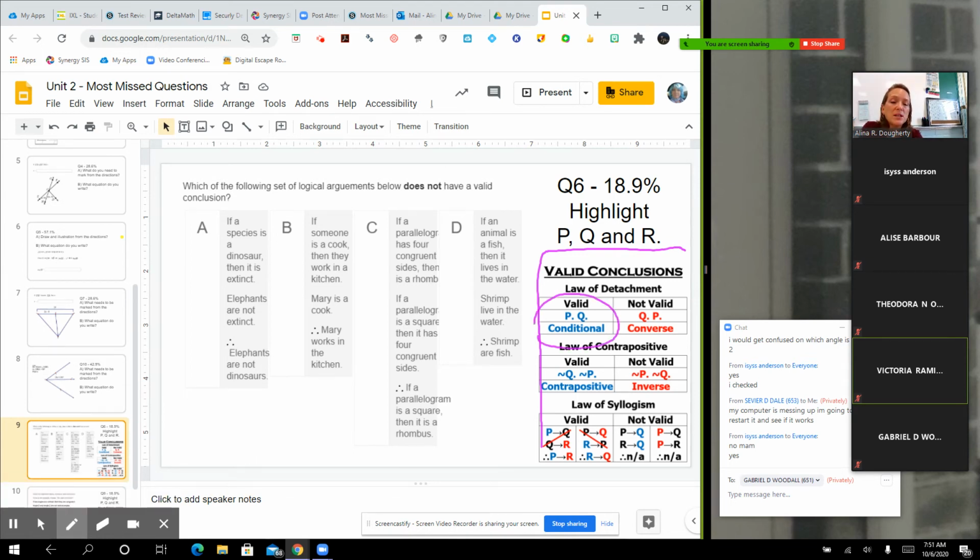We can do the conditional. That's detachment, right? We can turn it around and negate it. That's contrapositive. And then we've got all of those syllogism things where you've got 3 compound sentences. Something can get crossed off.